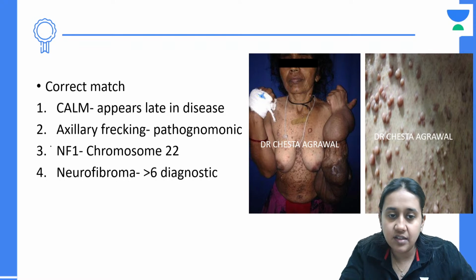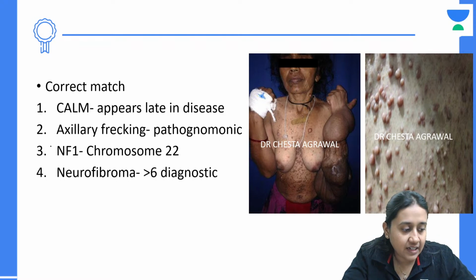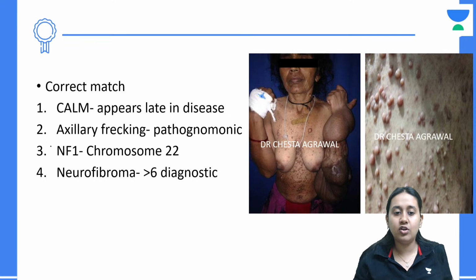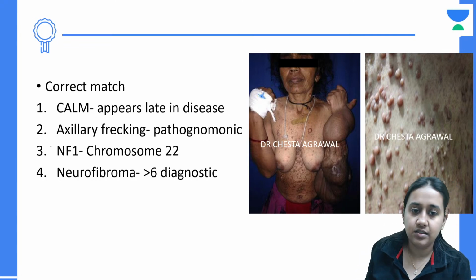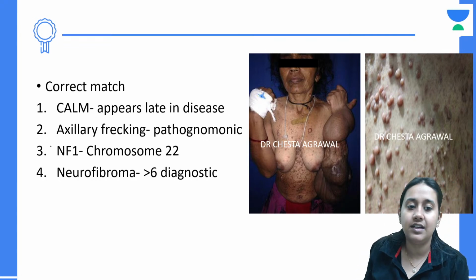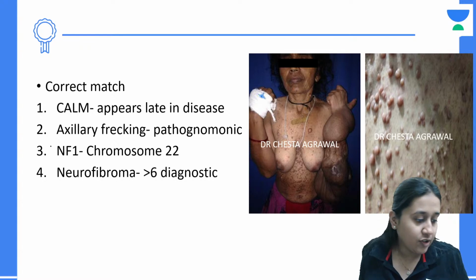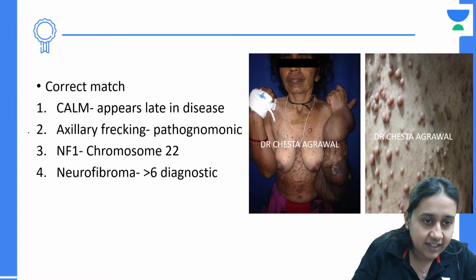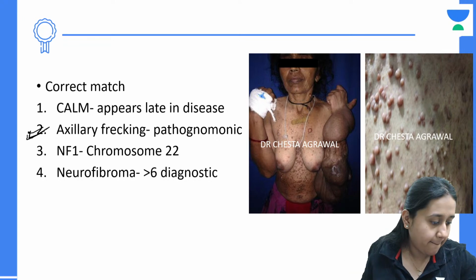Cafe au lait macule appears a little late. Axillary freckling is pathognomonic. Neurofibromatosis 1, it is because of chromosome number 22. And neurofibromas, when more than 6 are present, then it becomes diagnostic. So you have to tell me the correct match, and the only correct match is option number 2.